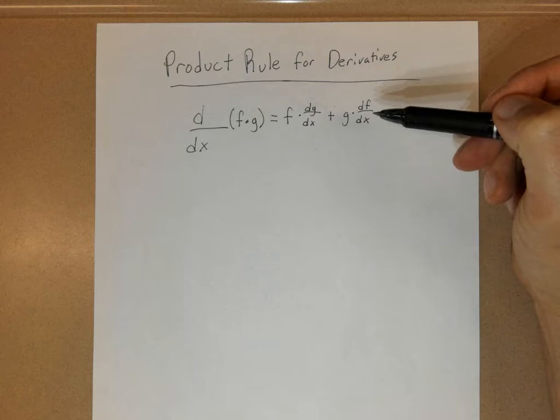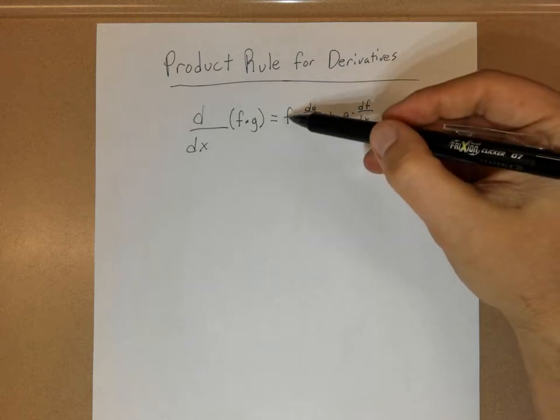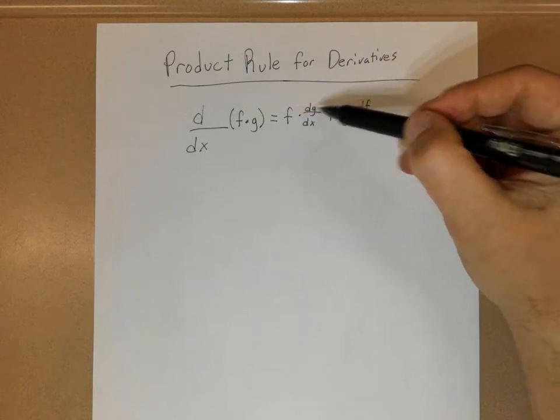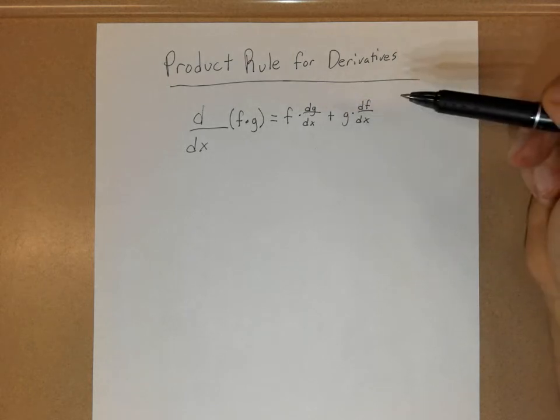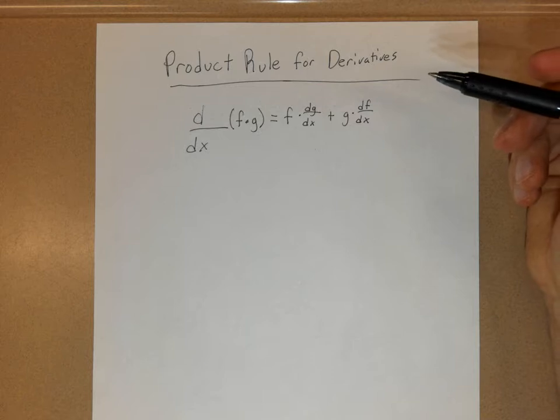A lot of times what you'll hear is it's going to be the first times the derivative of the second plus the second times the derivative of the first. So if you'd rather write it out that way, that works just fine too.